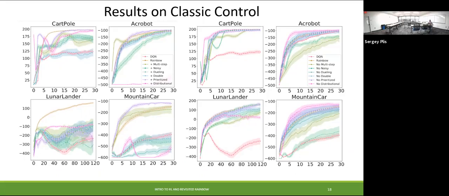So besides Lunar Lander, the rest is kind of like examples of the no free lunch theorem, because some simple methods are best as well, right?